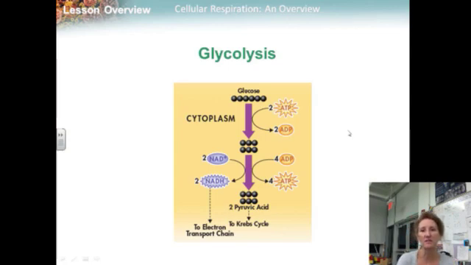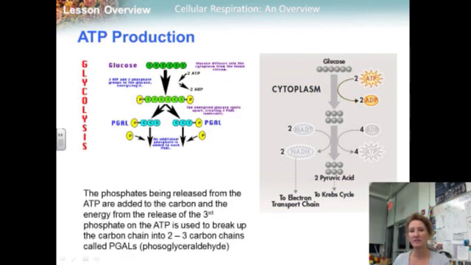Glycolysis is the first stage of cellular respiration and occurs in the cytoplasm of the cell. During glycolysis, the glucose, right here, is broken down into two three-carbon molecules of pyruvic acid. Pyruvic acid is a reactant in the Krebs cycle, so that's going to go on to the Krebs cycle and be used there. ATP and NADH are also produced, as you can see. So let's see what happens.